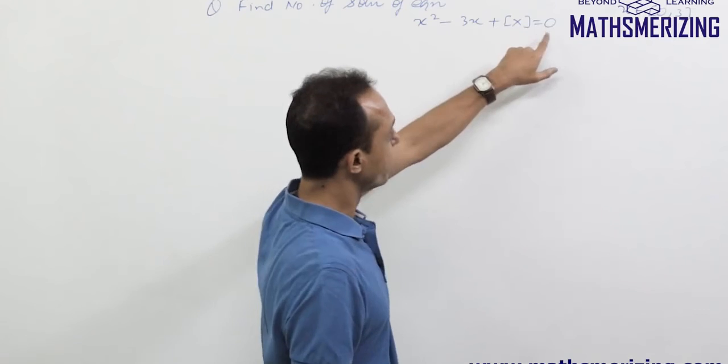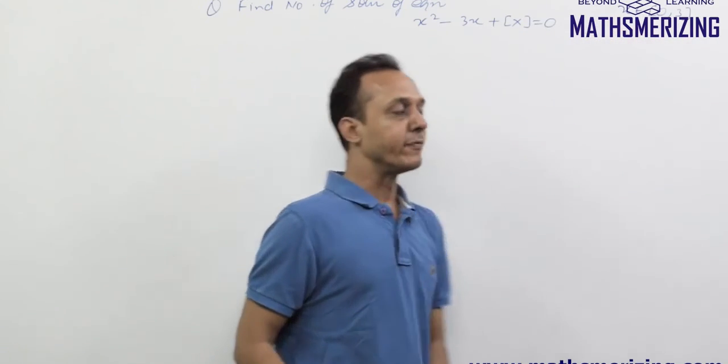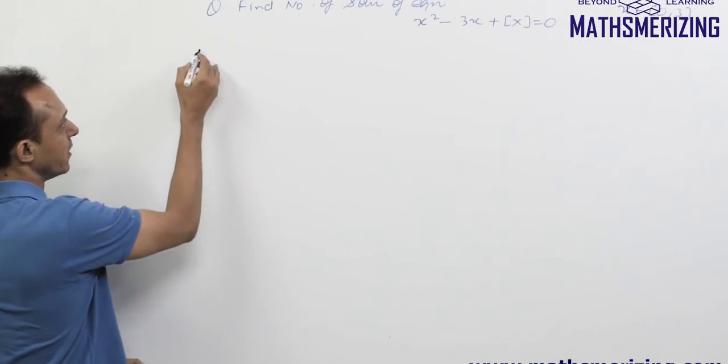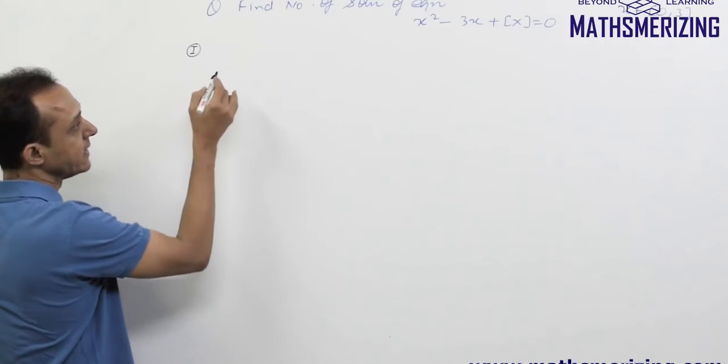The question is, we need to find the number of solutions of the equation x² − 3x plus the greatest integer function of x, when the value of x lies between 0 and 3. Now there are two ways of solving this question. One method is, I'll take three separate intervals.